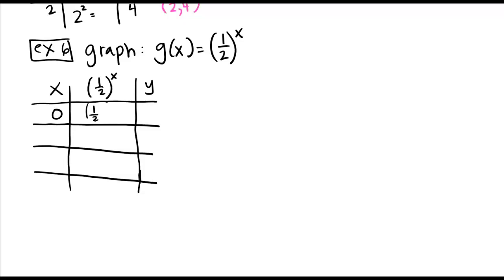So 1/2 all raised to the 0 power. Anything raised to the 0 power is 1. All right, so we found a point, (0, 1). And then we want to pick points around that one. So maybe we want to pick 2 that are smaller, so -1 and -2, and then maybe 2 that are bigger, +1 and +2.